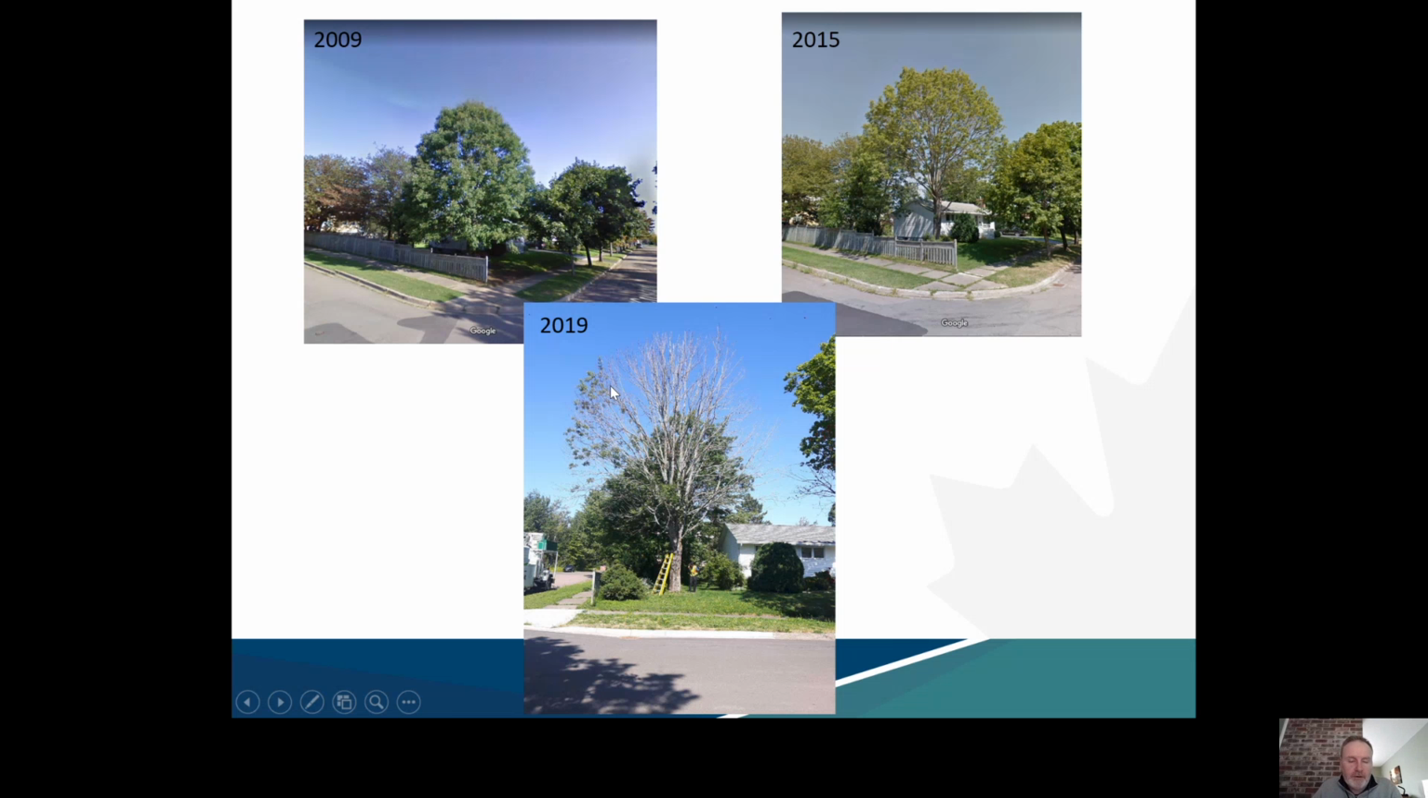Another symptom to look for with EAB attack is crown thinning. This is a progression of an ash tree in the Moncton, New Brunswick area. Back in 2009, it looked quite healthy. And again in 2015, the crown started to look a bit thinner and more chlorotic. And then in 2019, there's significant dieback. And at this point in 2019, when EAB was first confirmed in Moncton, there was a significant and obvious sign of EAB throughout that tree.